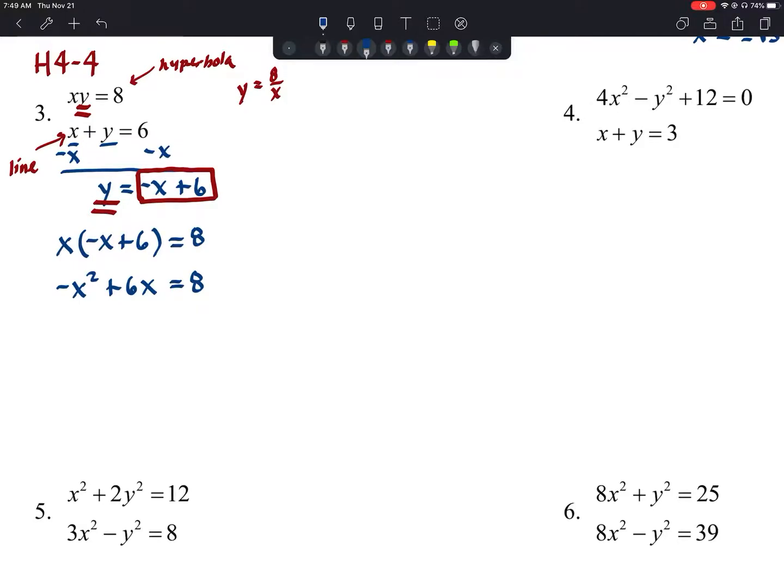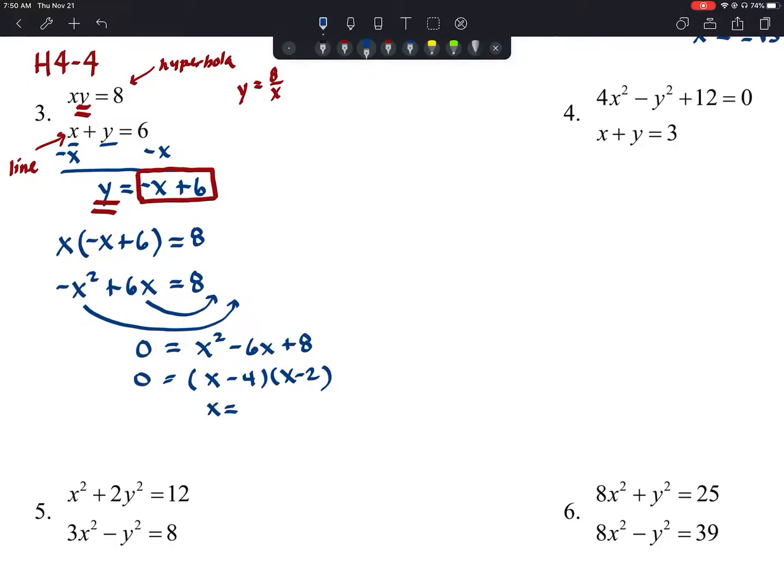And to make this easier for me to factor, I'm going to move each of these terms over to the other side by doing the inverse operations. So I should have 0 equals a positive x squared minus 6x plus 8. And that will factor into x minus 4 times the quantity of x minus 2. Therefore, x is going to equal 4, and x is going to equal positive 2. So right now we have the potential for 2 answers.